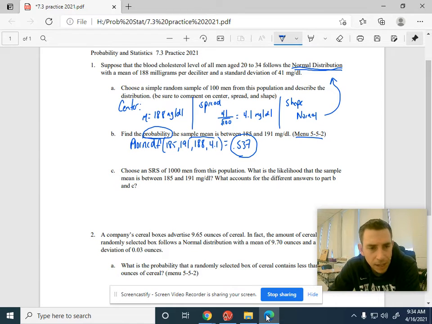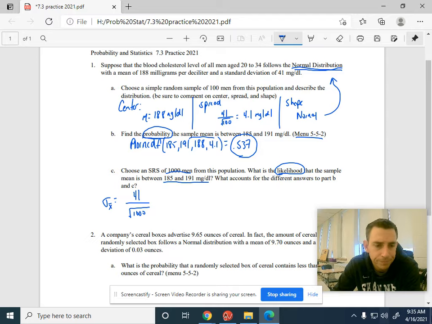The next question says, now we're actually going to sample 1,000 men. What's the likelihood, another word for probability, that that sample mean is between the same interval? With more men sampled, there's going to be less variation. Less variation means I should get a smaller standard deviation, which is going to change my probability. So the first thing I need to do is say, 41 divided by the square root of 1,000. I've got to figure out my new standard deviation.